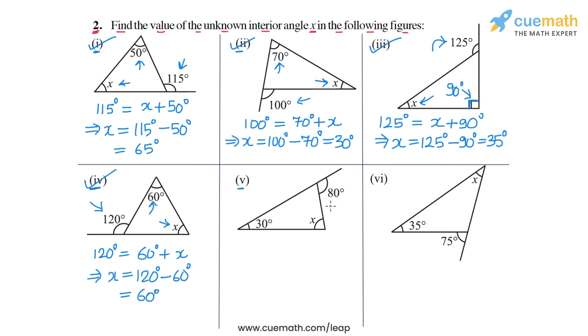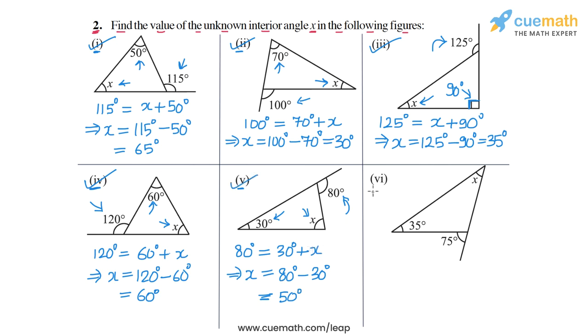Then in part 5, the exterior angle given is this angle 80 degrees and the opposite interior angles are 30 degrees and x. So we can write 80 degrees will be equal to 30 degrees plus x, the sum of the opposite interior angles. So from here we will get x equal to 80 degrees minus 30 degrees, and this is equal to 50 degrees. So in part 5 the answer is 50 degrees.